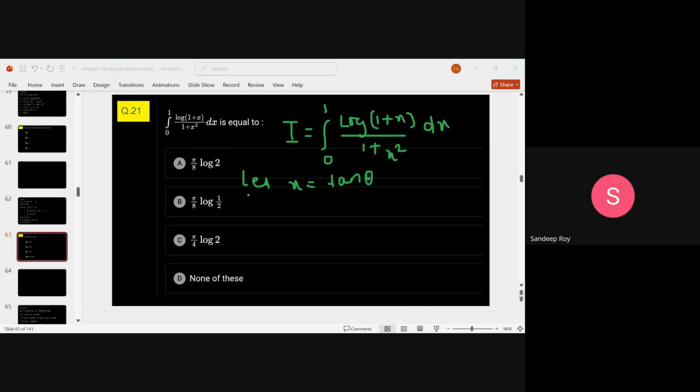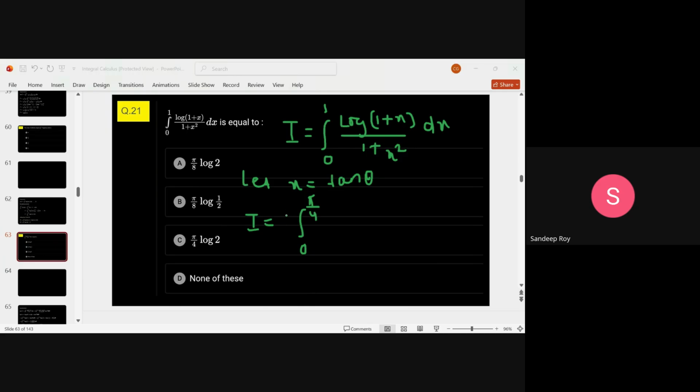Whenever x will be 1, that time theta will be how much? 45 degrees, pi by 4, right? So let me change the integrand also, because we are changing variable. Now the integration is from 0 to pi by 4, because tan 45 is 1, right? 0 to pi by 4.